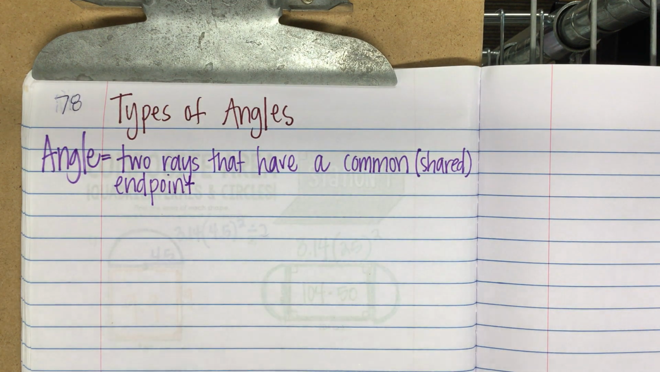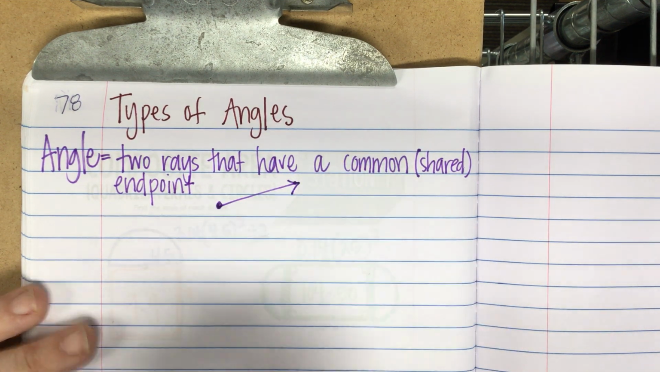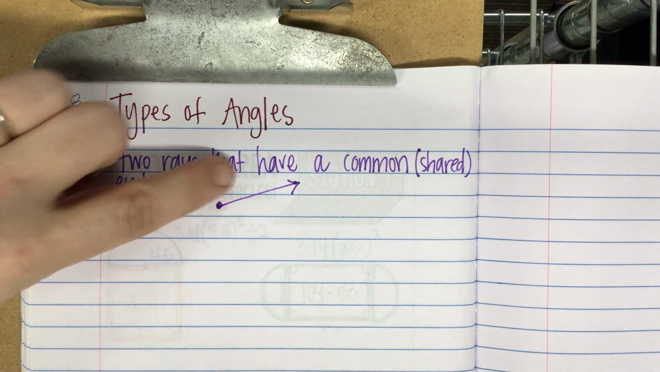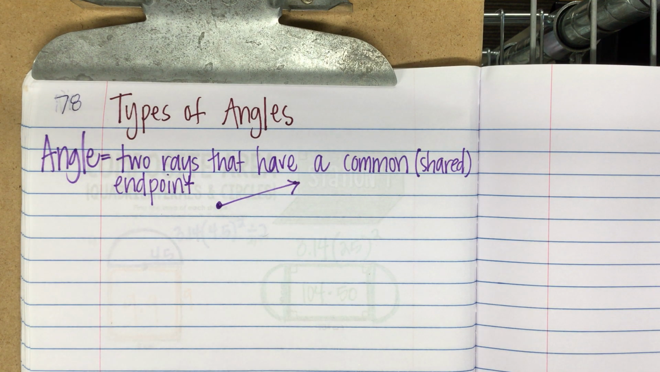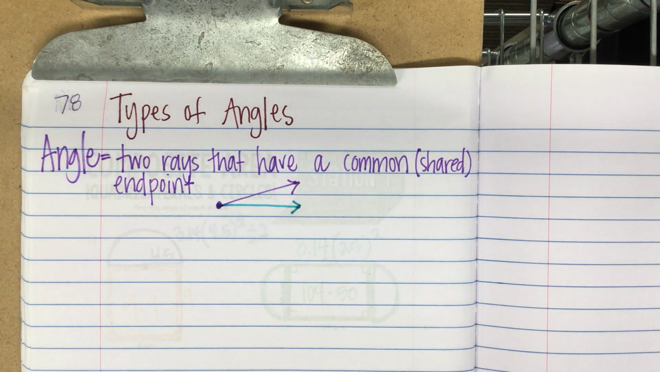And remember, a ray has a dot, a line, and an arrow. It goes on forever. An angle is two rays. So there's ray number 1, and here's ray number 2, but they have the same endpoint. They share the same point. An angle, two rays that have a common shared endpoint. That's an angle.